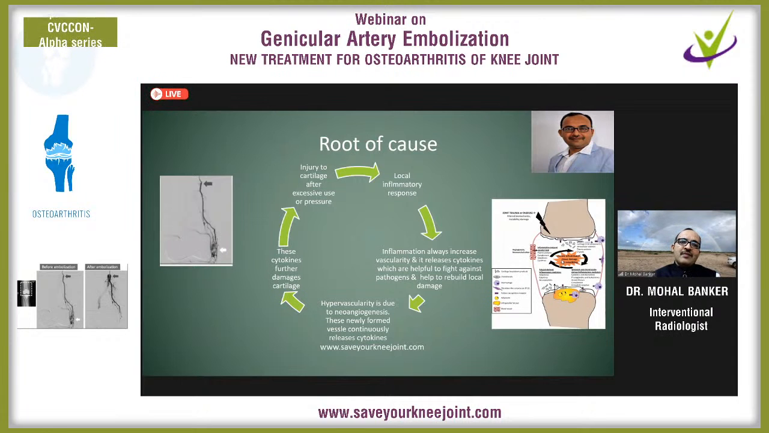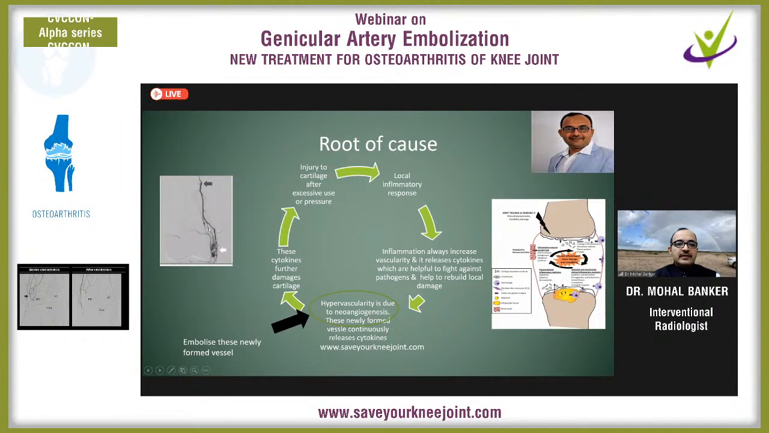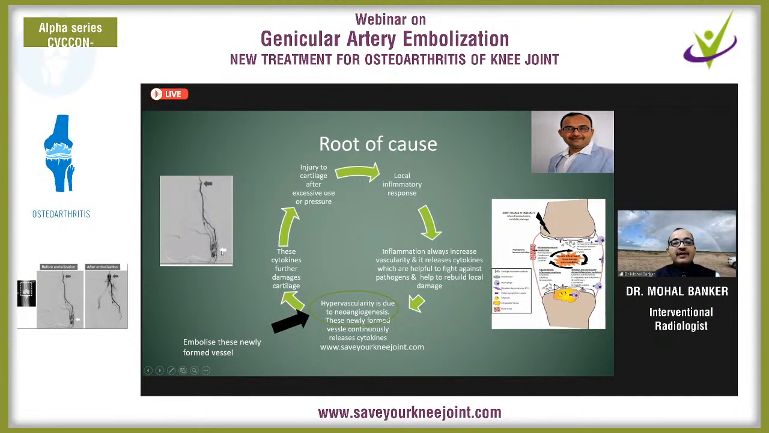Once this cartilage damage continues, it gives another signal for inflammatory response. So there is a vicious cycle going on continuously, and to prevent this cycle, we have to prevent this hypervascularity. For that, we embolize these newly formed microvessels, which are shown over here. These are hypervascular, newly formed microvessels. These are main vessels, and here is the neoangiogenesis and the hypervascularity. If we target and embolize these vessels, then this vicious cycle stops.